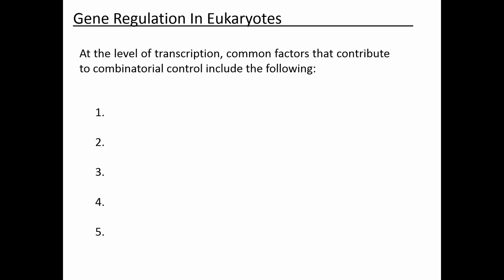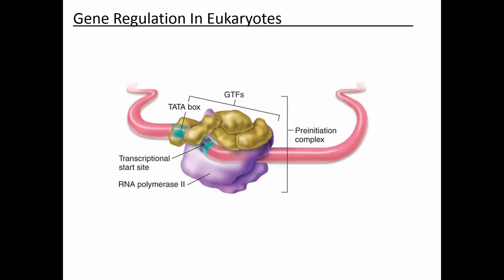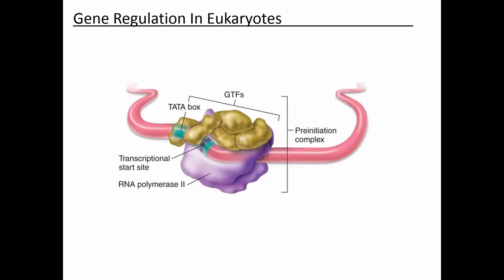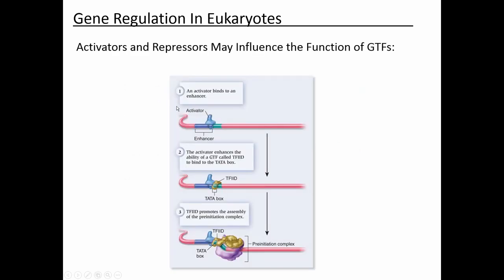We'll skip this slide, and this slide also. We're not going to get into what's called the TATA box, or how it is involved in regulating the assembly of the general transcription factors. Okay, and then one way that activators and repressors may influence the regulation of gene expression is by influencing the function of GTFs, which is general transcription factors. So that's just one way that activators and repressors can function to affect gene expression, by affecting the general transcription factors.